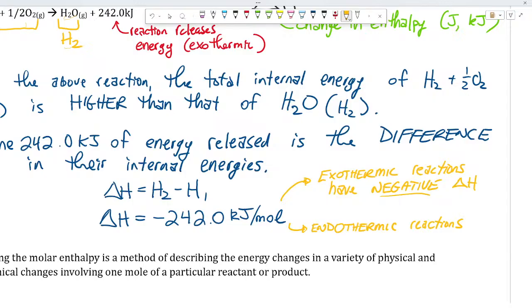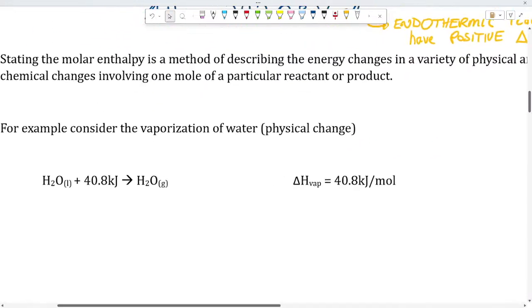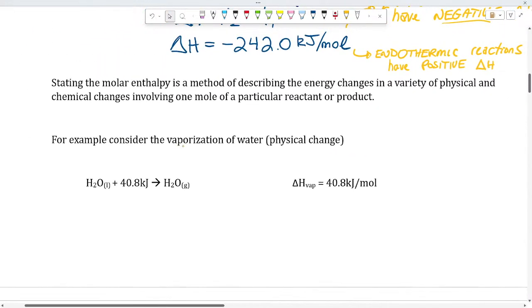So endothermic reactions have positive delta H's. My deltas aren't looking very delta-y today. That's better. And actually, the next example we have here is precisely what you were just asking about. For example, consider the vaporization of water, which is a fancy way of saying turning liquid water into a gas.